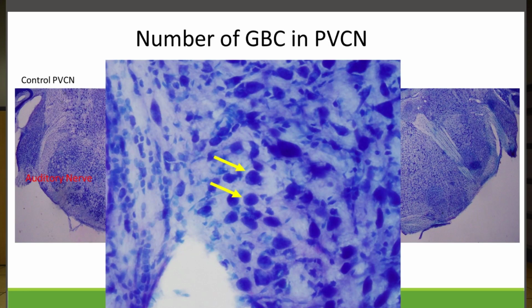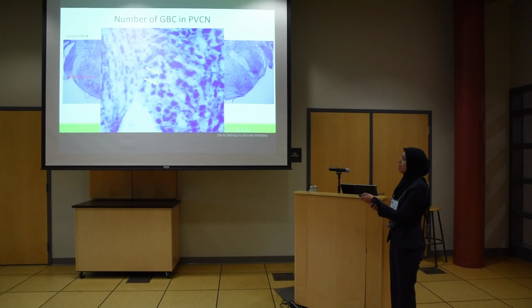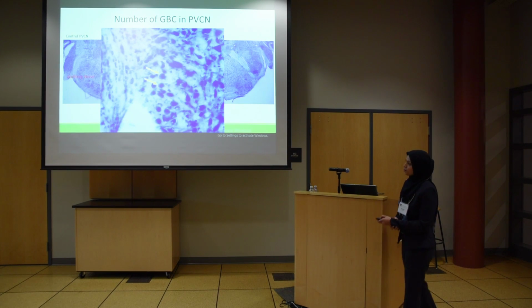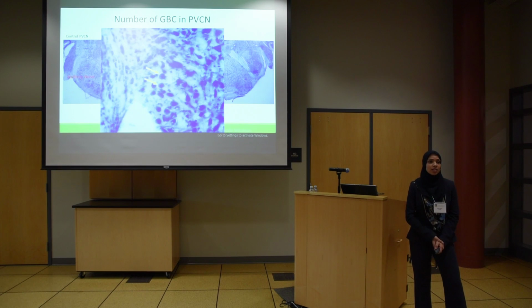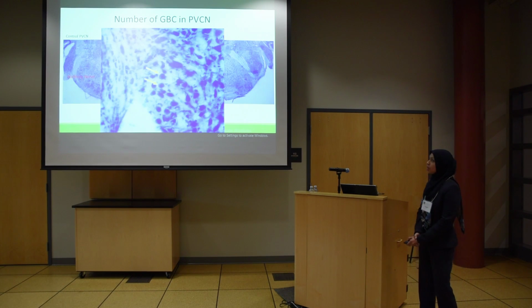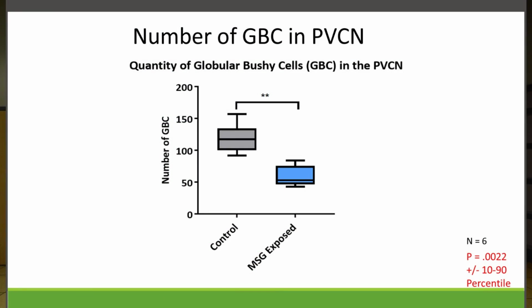So this right here is just a cross-section of what the cochlear nucleus looks like. So if you look right here, the little doggy ears, that's your cochlear nucleus. It houses those globular bushy cells. And this is what globular bushy cells look like. So they're round with an eccentric nucleus, and they're found between this auditory nerve right there. So we wanted to quantify the amount of globular bushy cells in the MSG exposed compared to the control. And when we did this, we saw that there's a significant decrease in the number of globular bushy cells in the MSG exposed compared to that of the control.